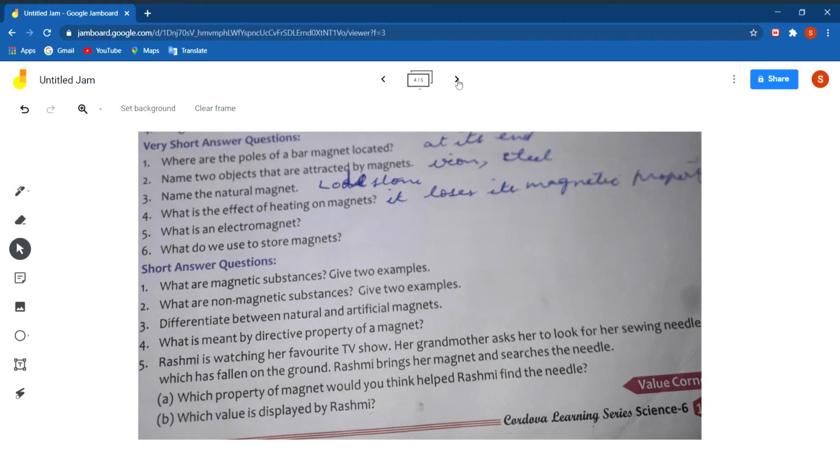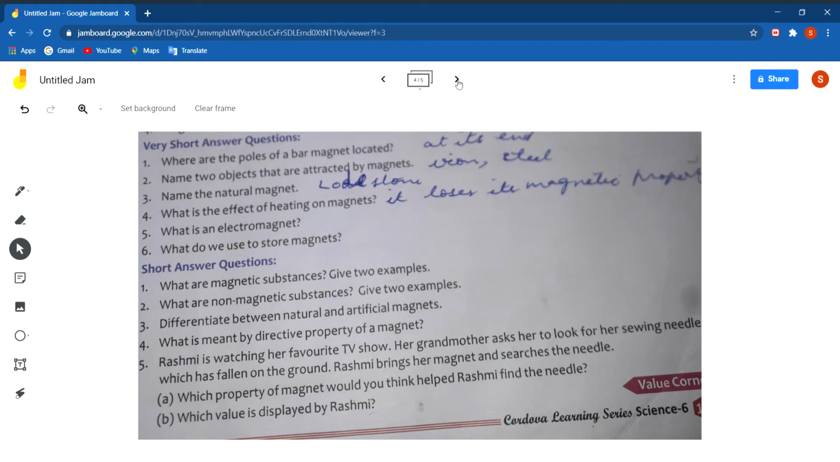Then what is the effect of heating on a magnet? You know when a magnet is heated, it loses its magnetic property. Then what is an electromagnet? You can see it on page 128. An electromagnet is a type of magnet around which a magnetic field is produced due to the flow of electric current. Then what do we use to store magnets? We use keepers or magnetic keepers to store magnets.